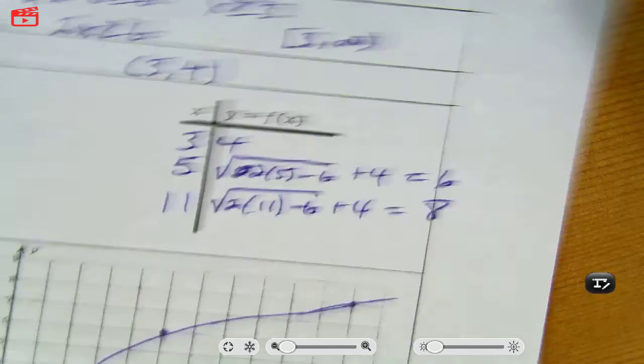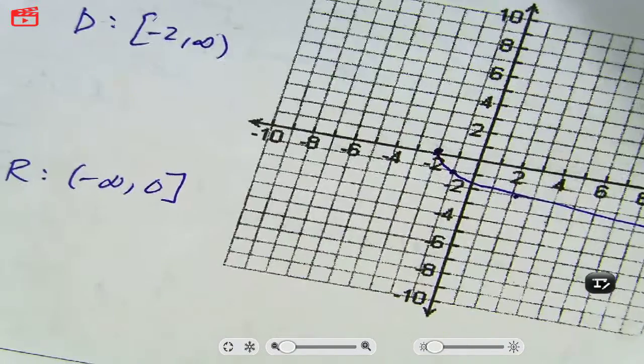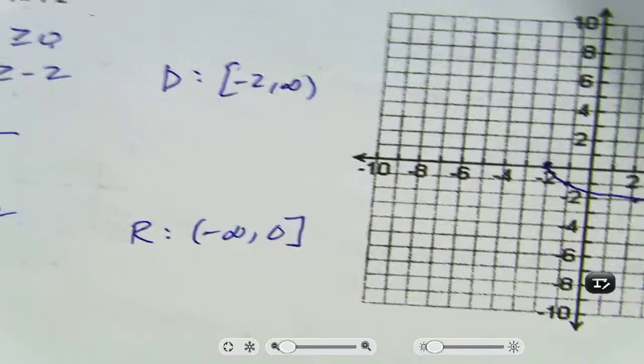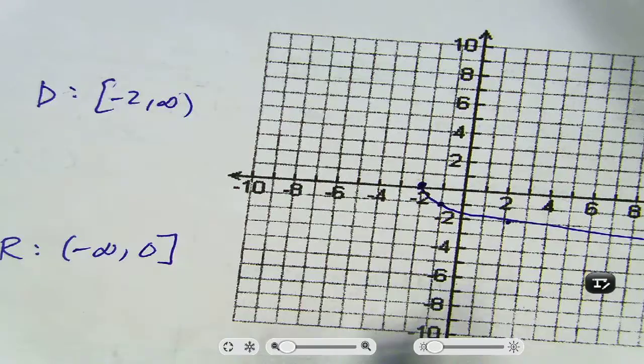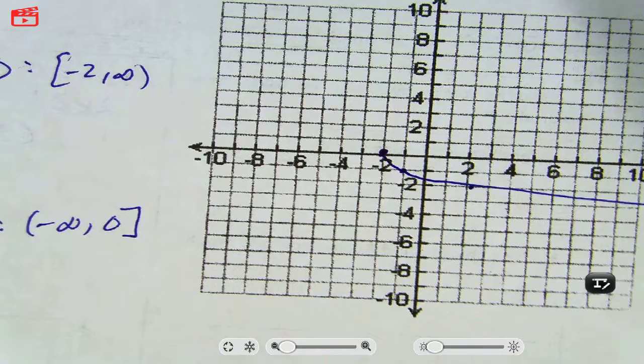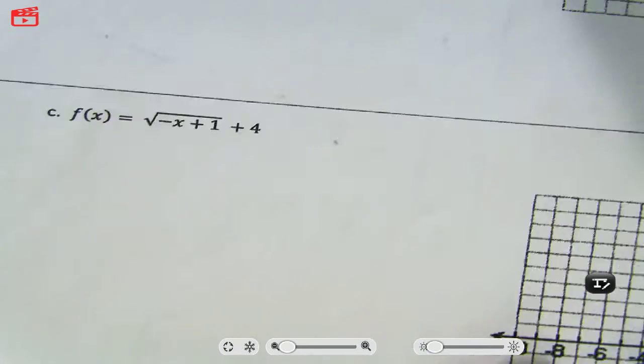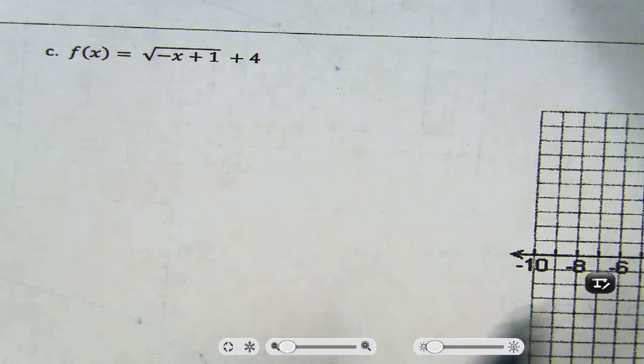Alright. Did we answer everything for part B? Example B? We got the domain, we got the range, and we have the graph. Alright, last example. And then you're going to do some on your own.